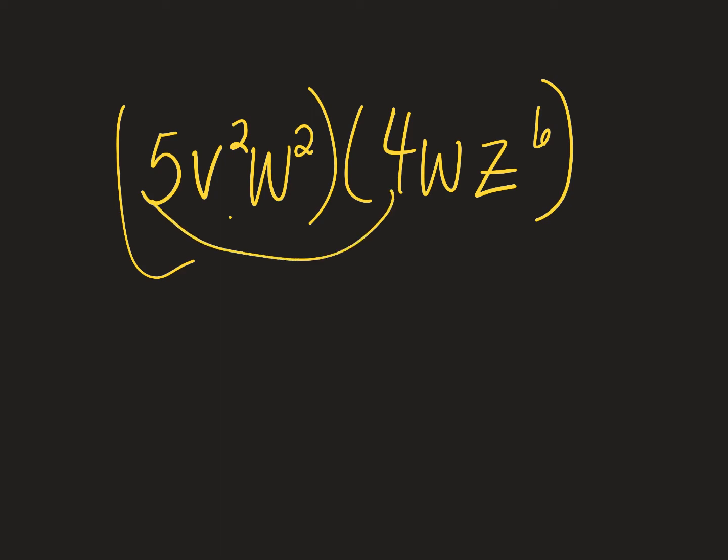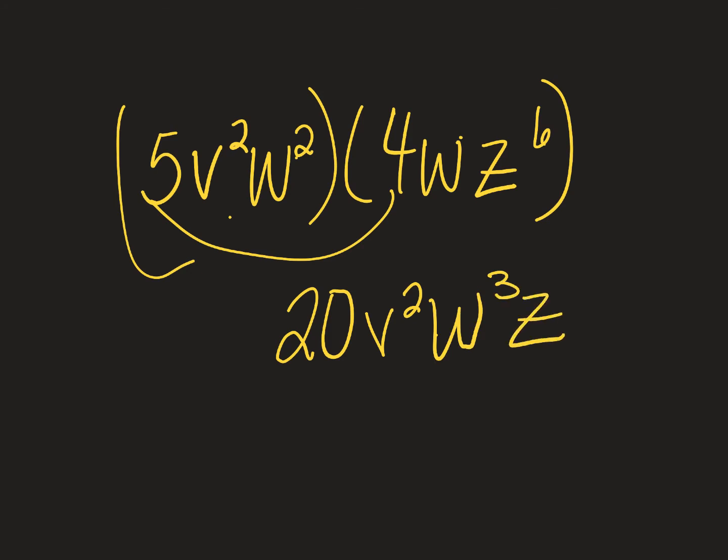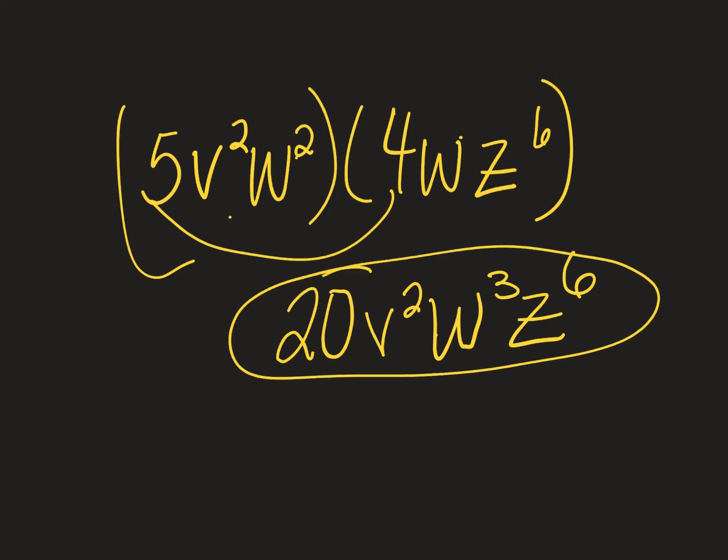So 5 times 4 is 20. Okay, there is no V. W2 plus W1 would be W3, and there's no Z to match it with, so that is your answer. 20v squared w cubed z to the sixth power. All right, very good. I'm glad you did. Now, let's move on to division.